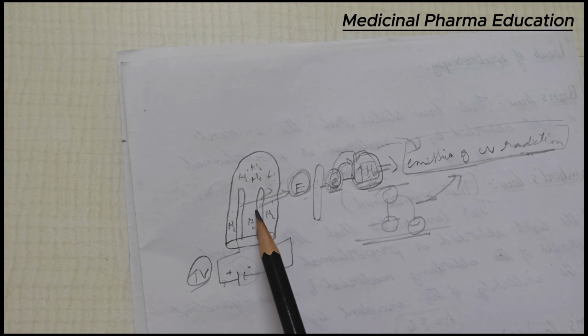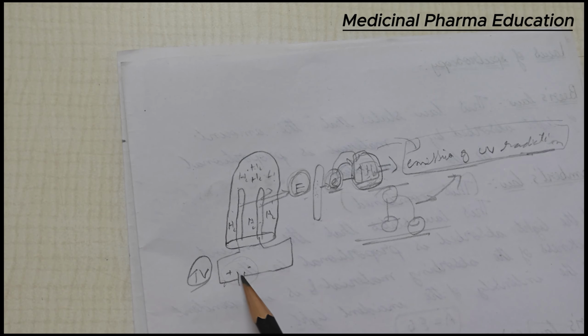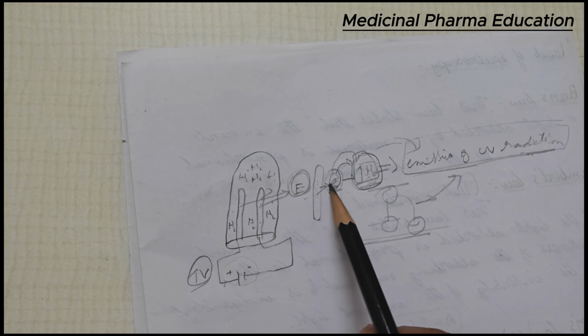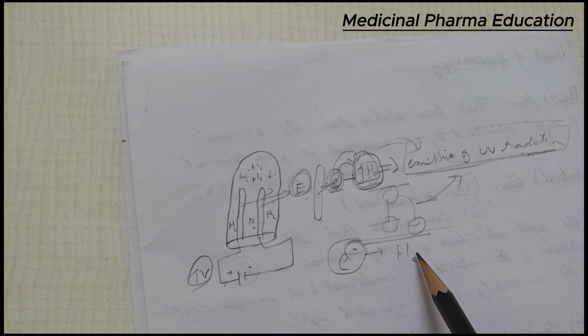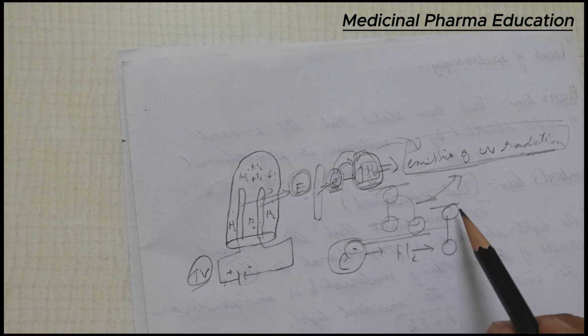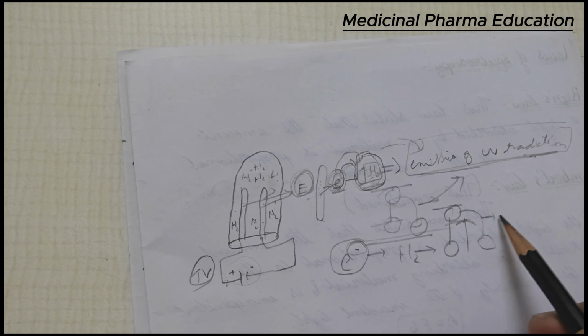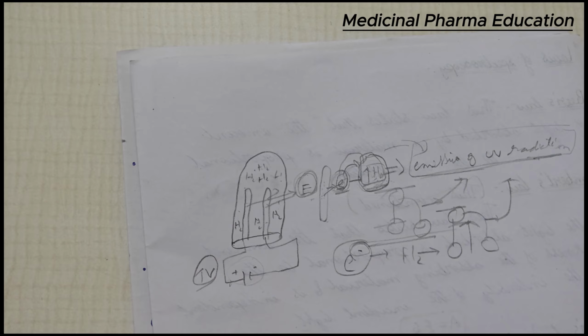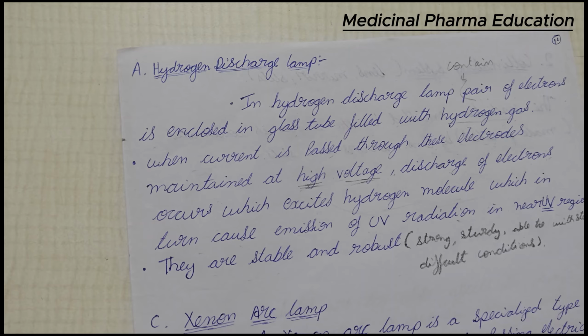See, here the electrodes contain electrons. Due to supplying of high voltage, these electrons are released from the electrode. These electrons will excite the hydrogen molecule from the ground state to the excited state. I already said what is excited state. This excited state is unstable and comes to the ground state by emission of the UV radiation. That's the basic concept. It's very simple.